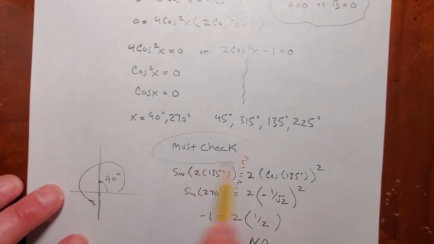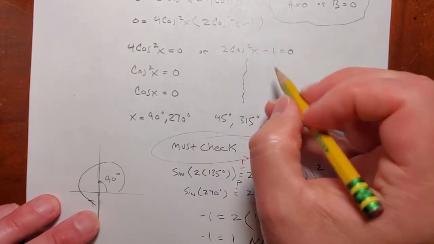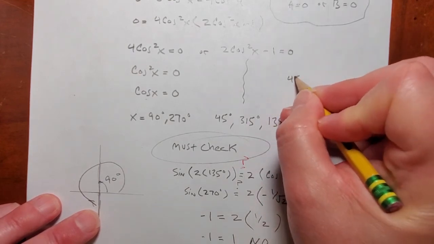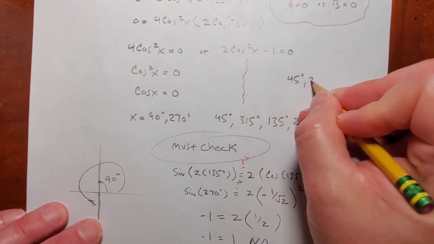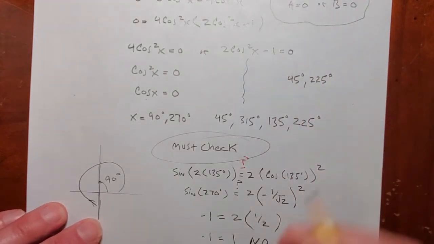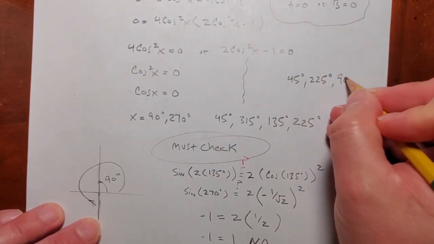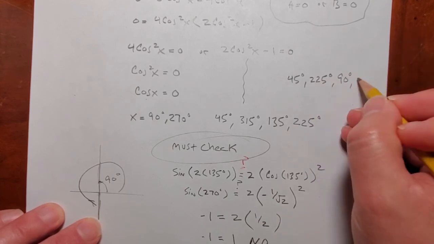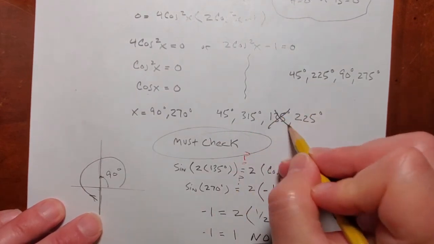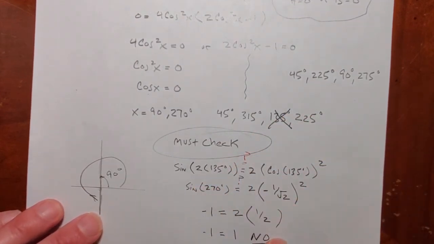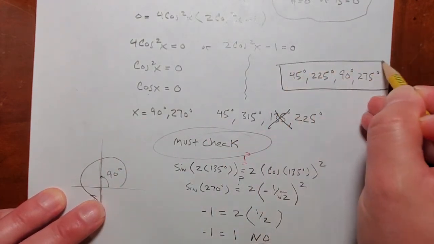So let's say this. Suppose that you check each one of these. These are the ones that you're going to get to work. Okay, so here's my final answer. 45 degrees will work. Okay, 225 will work. 90 degrees will work. And 270 degrees will work. 135, for example, won't. But you would check them to know. All right? So there's my final answer.